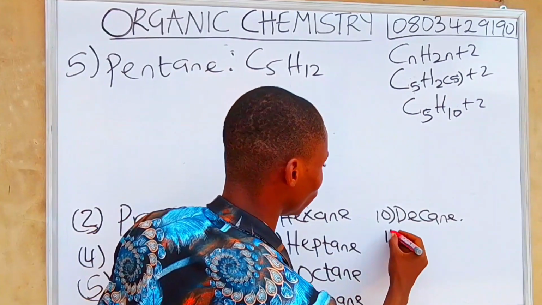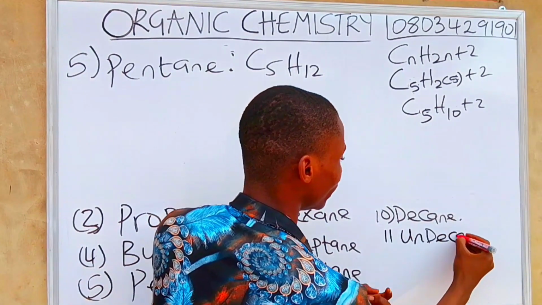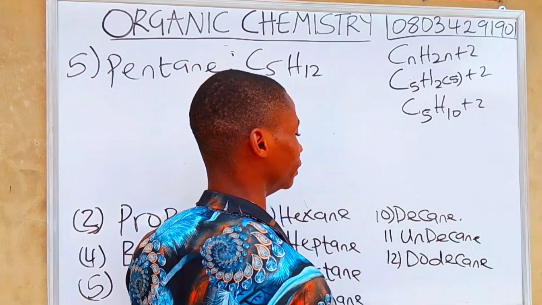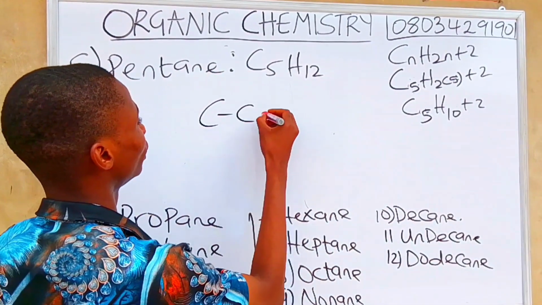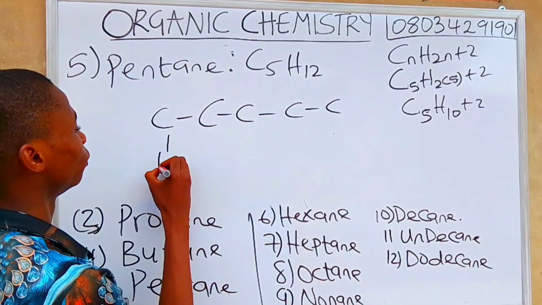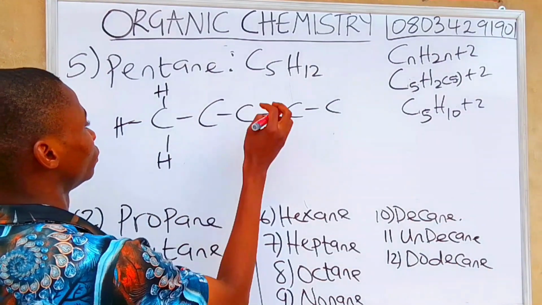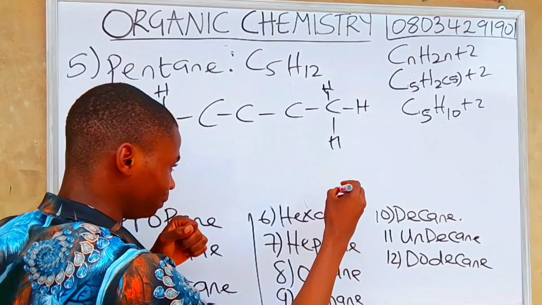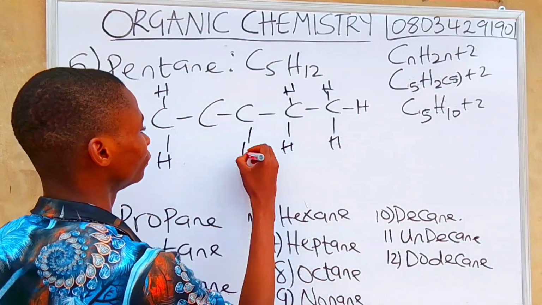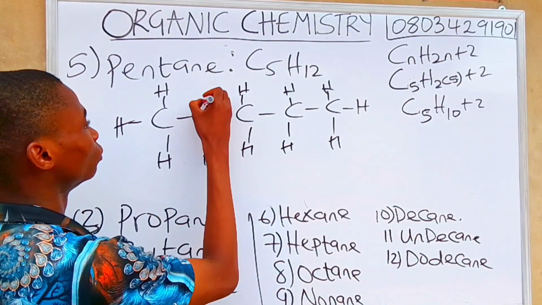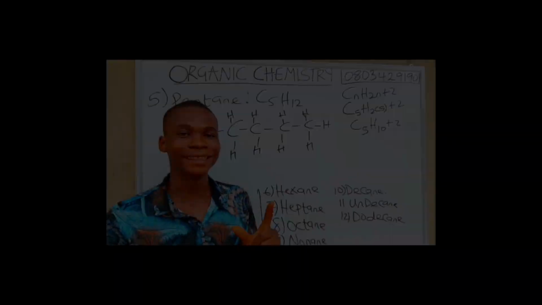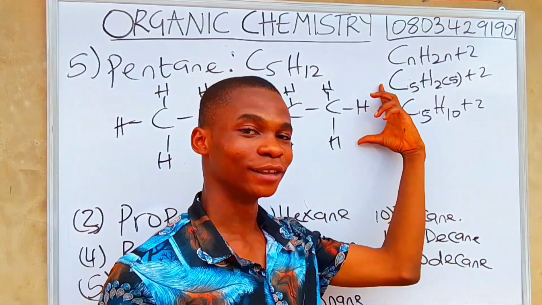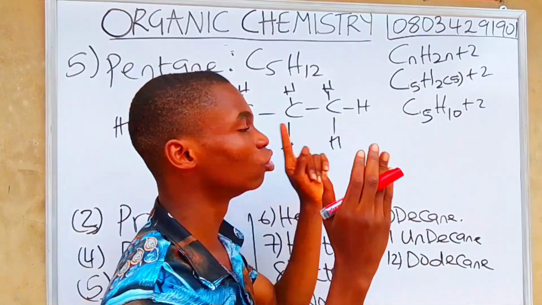We also have undecane. This undecane is 11 and 12 is dodecane. So let's draw the structure. 1, 2, 3, 4, 5. This one takes 3 hydrogen, this one takes 3 hydrogen, this one takes 2 hydrogen, this one takes 2, this one takes 2. And let me give you a hint. The first carbon takes 3 hydrogen and the last carbon also takes 3 hydrogen, while the middle ones take 2 hydrogen.